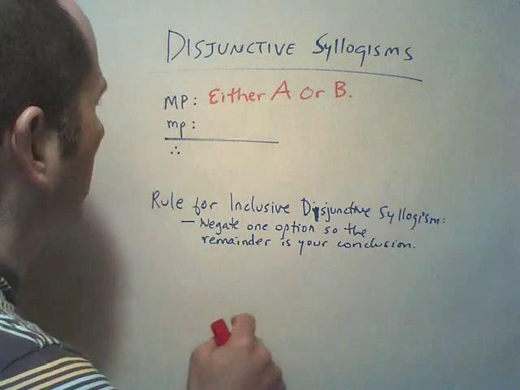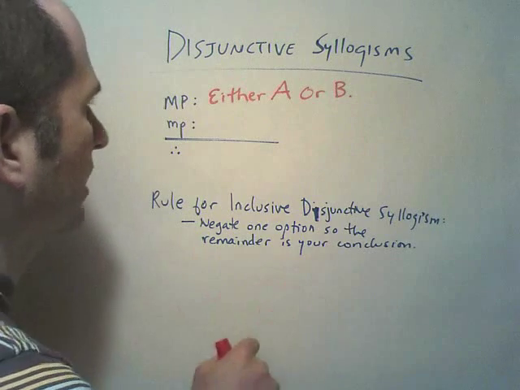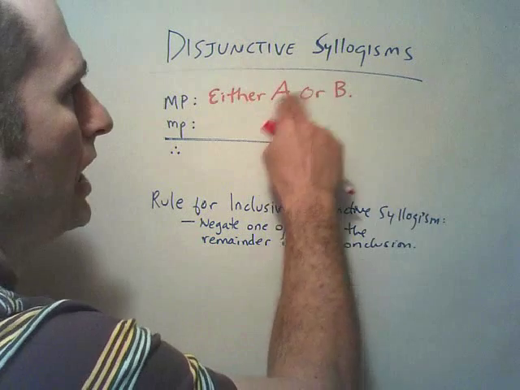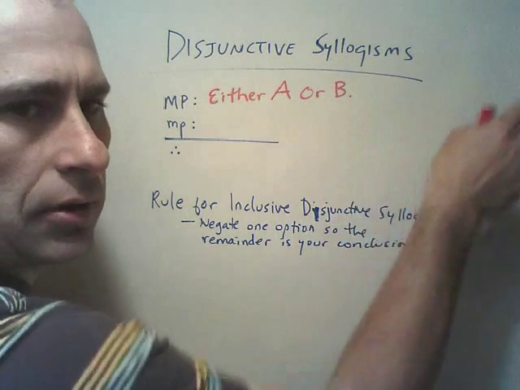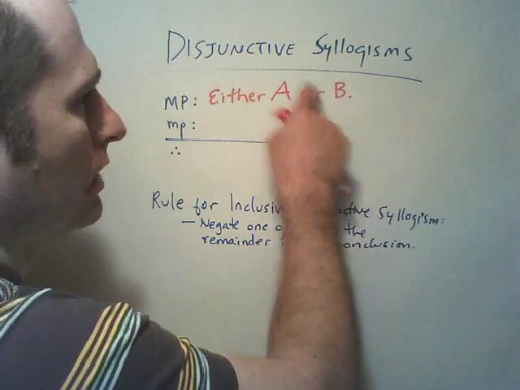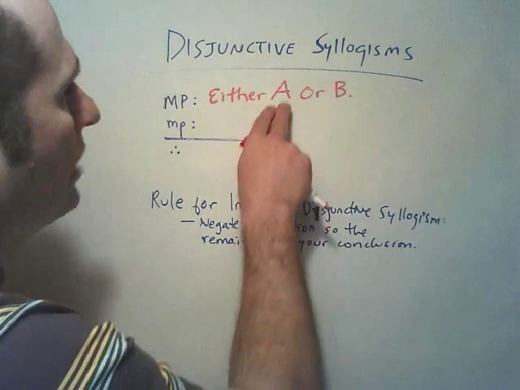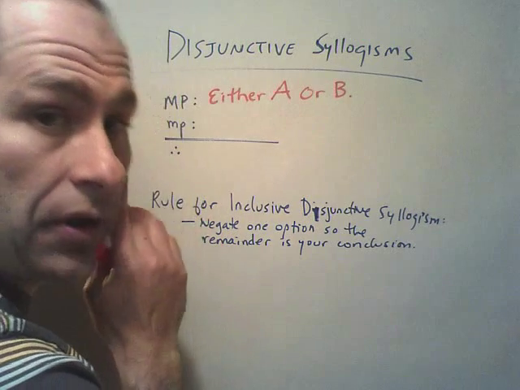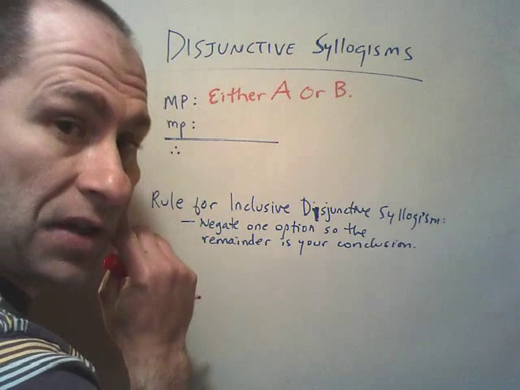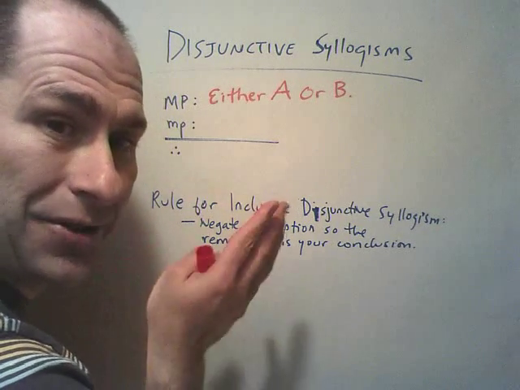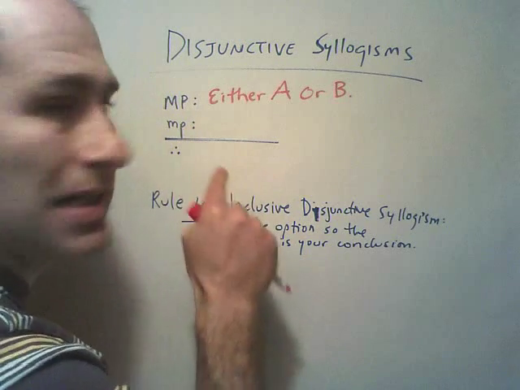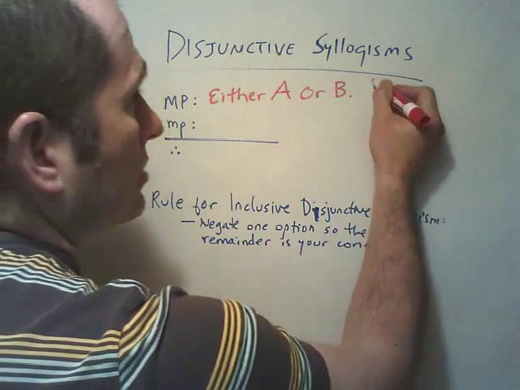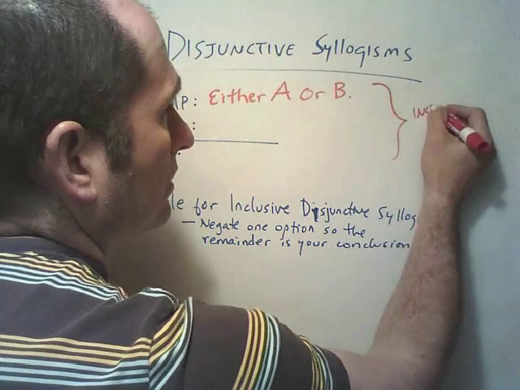Either A or B, that's your major premise. Always. Now, it could be more than that for the disjunctive. It could be either A or B or C or D. But what you're getting here is the either-or idea. And you're getting options. And we have to be careful, though, because there are two types of disjunctive syllogisms. There's the exclusive and the inclusive. Now we're going to treat this as the inclusive, so I'm going to put this to the side and say inclusive.